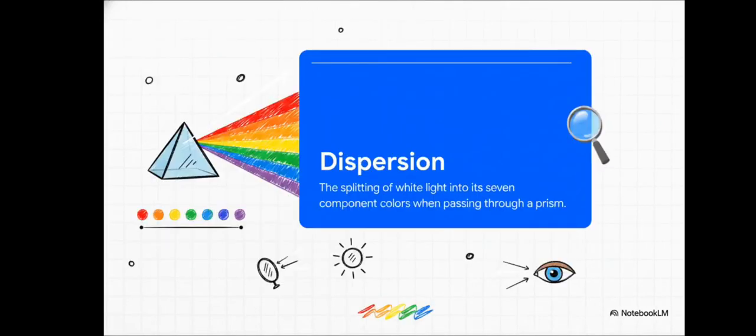So mirrors bounce light, but glass prisms can actually break it apart. This brings us to a really cool phenomenon called dispersion. See, sunlight looks completely white to us, but the truth is, white light is actually a hidden blend of 7 distinct colors. When white light passes through an angled glass prism, the light bends. And because each individual color bends at a slightly different angle, the white light splits apart into a beautiful band of red, orange, yellow, green, blue, indigo, and violet.